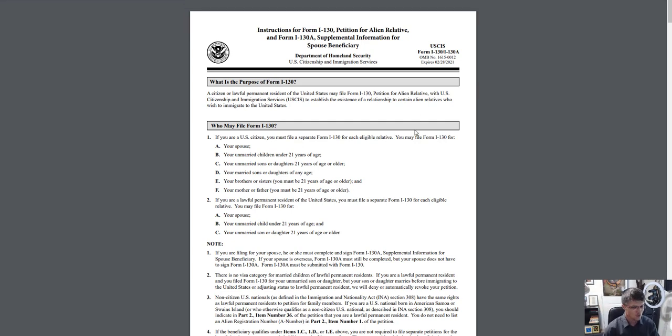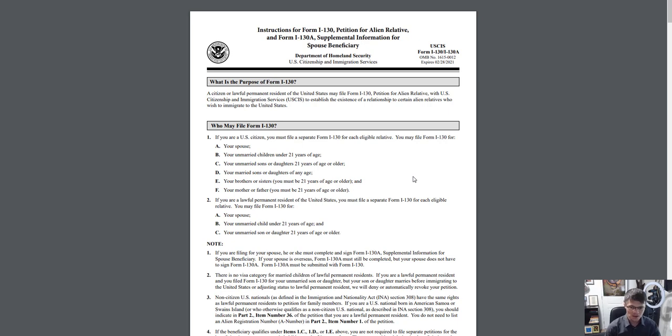Now, who may file Form I-130? Obviously, you already know. If you are a U.S. citizen, you may file a separate Form I-130 for each eligible relative. You may file Form I-130 for your spouse, your unmarried children under 21 years of age, your unmarried sons or daughters 21 years of age or older, your married sons or daughters of any age, your brothers or sisters, you must be 21 years of age or older, and your mother or father, you must be 21 years of age or older. Okay, that's if you are a U.S. citizen.